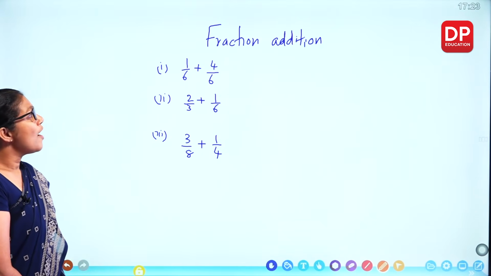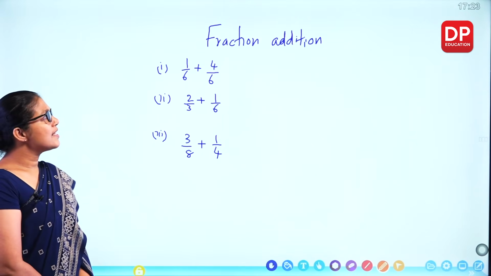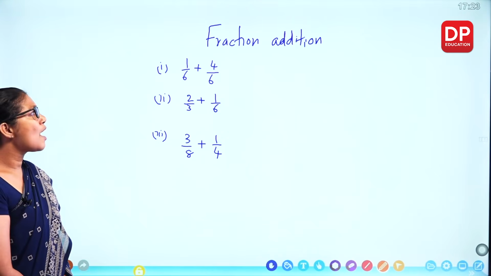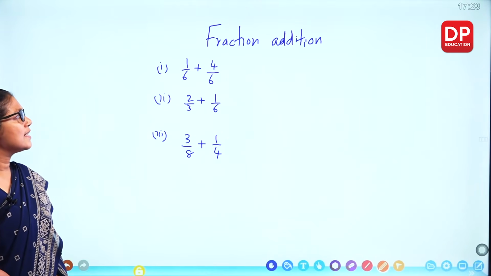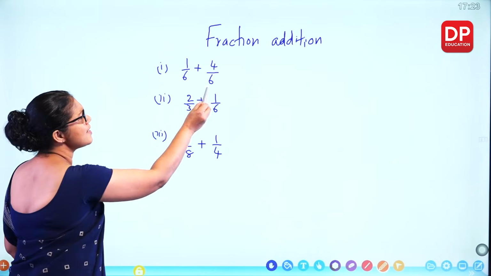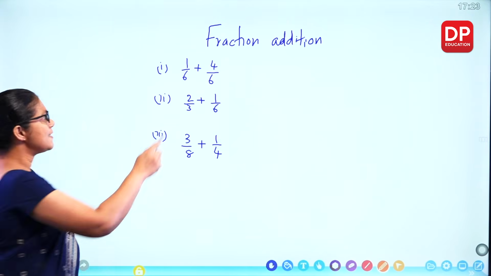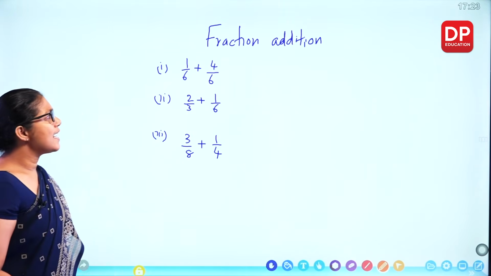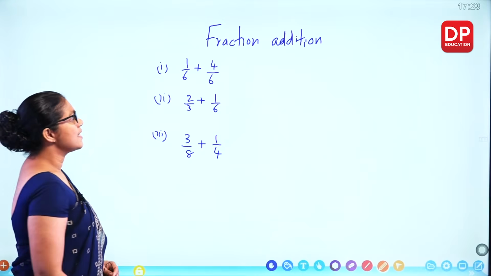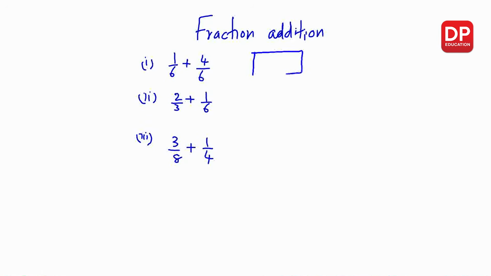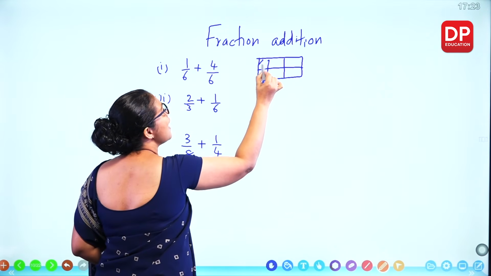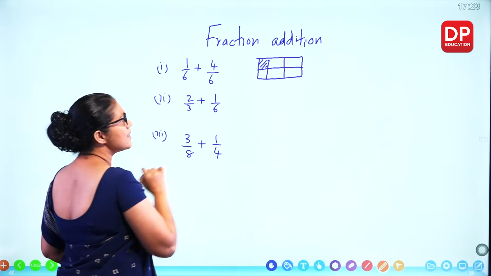Now we'll take addition. You have been given two fractions and you are asked to find the sum of these two fractions. The first example is easy: same denominator, and you are asked to add. If you are drawing a diagram, what can you do? Here there are 6 parts. Out of that, 1 part is colored.